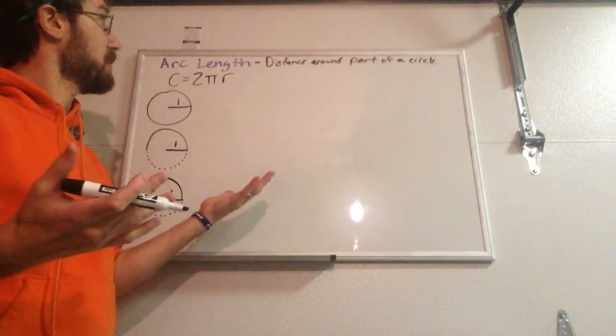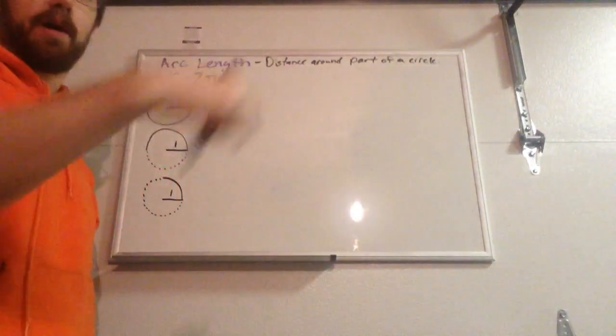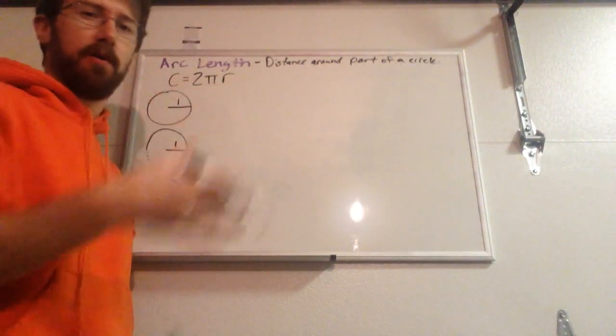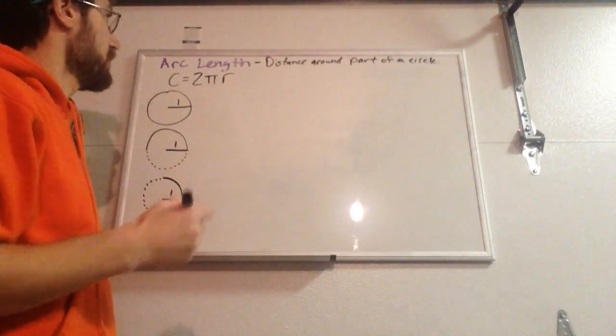So what is arc length? Well, it's the distance around part of a circle. It could be the whole way around, it could be halfway around, a part of the way around, whatever. It's just the distance around the edge of a circle from point A to point B.